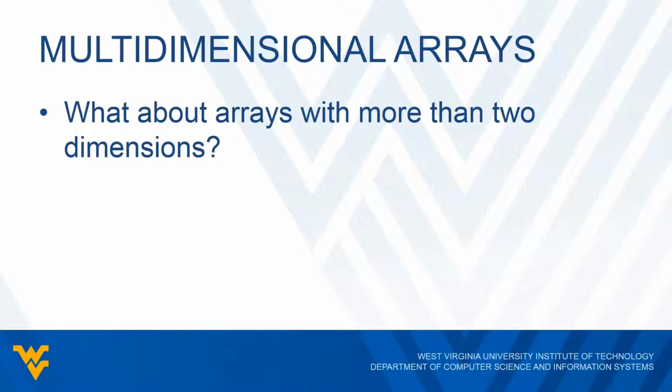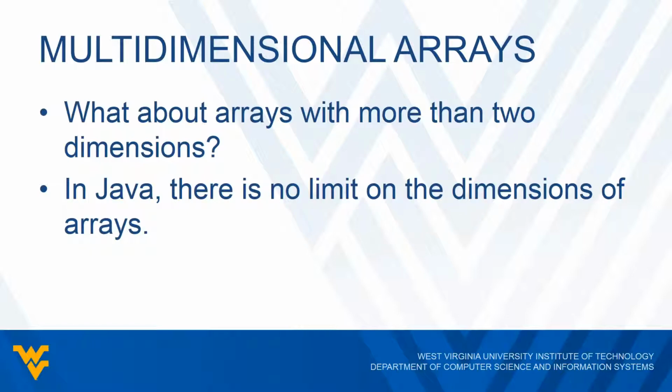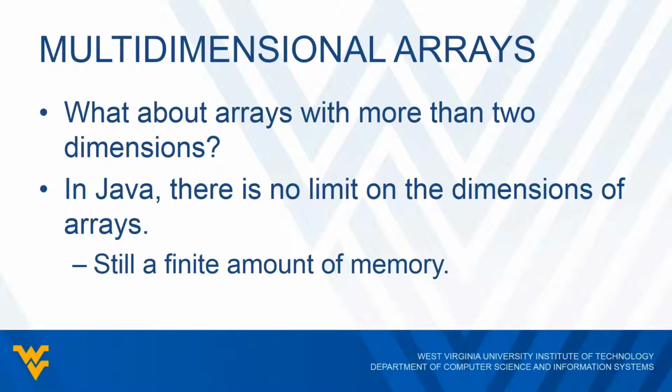Well, it might actually be bad news depending on how you interpret it, but in Java, there is no limit to the number of dimensions we can have in arrays. We can have 3, 4, 5, 20 dimensions. Now, with that said, there is still a finite amount of memory. So if you tried to declare a 1 million dimensional array, and let's say each dimension has 1 million elements, I don't think your computer is going to have enough memory to allocate that space. But the whole point is that we can have more than 2 dimensions for our arrays.